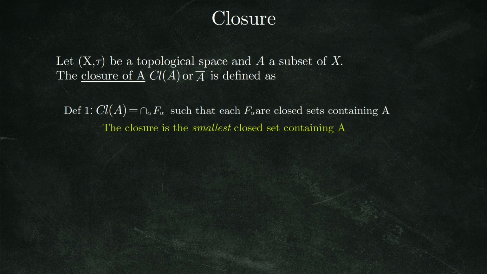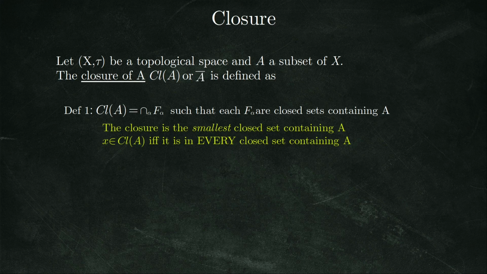We know it's closed because it's the intersection of closed sets, and it's the smallest because every other closed set is contained in this intersection, and so this intersection is smaller than any of the sets that go into it, any of the individual F's. And another way of thinking about this is that a point X is in the closure if it is contained in every closed set that contains A.